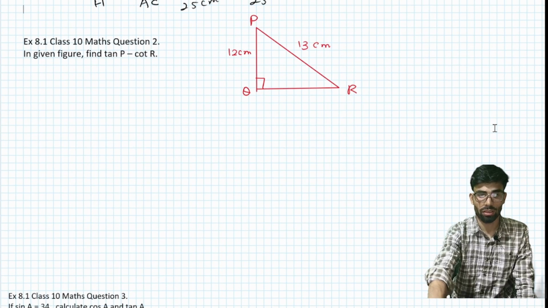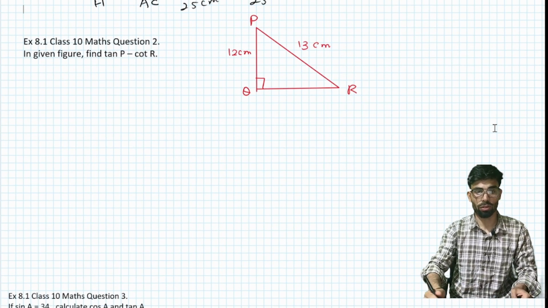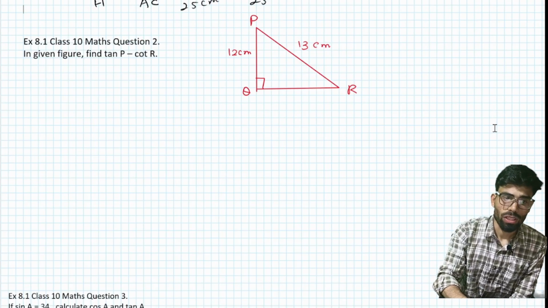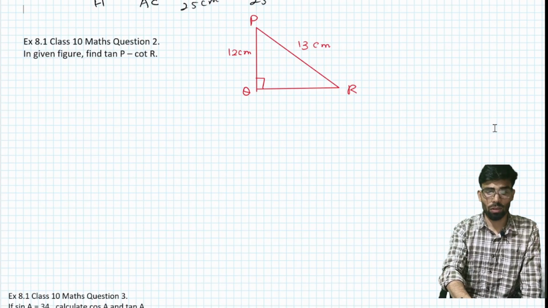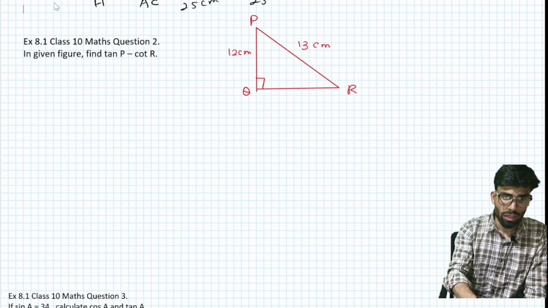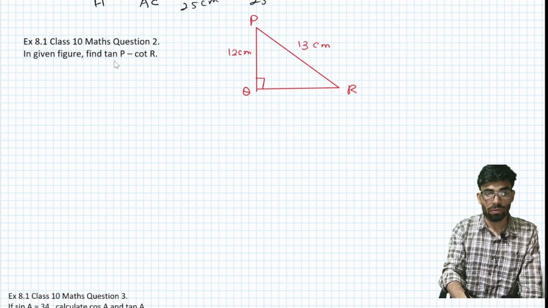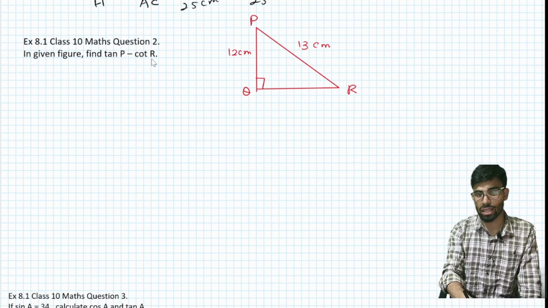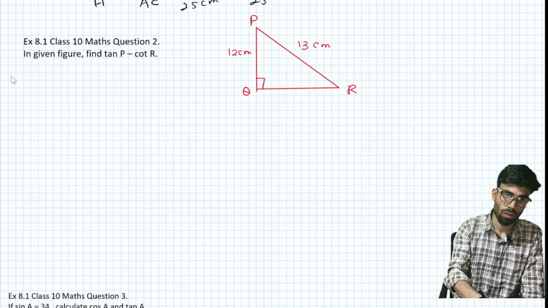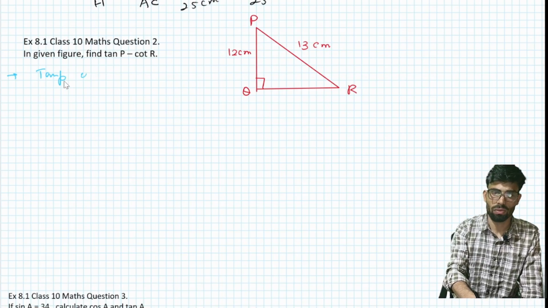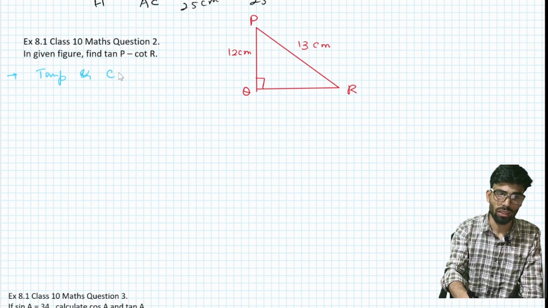I have mentioned here the second question of exercise 8.1. The question is given as: in the given figure that I have mentioned here, find tan P minus cot R. So we have to find tan P and cot R, and we will find them separately. First we will find tan P and then cot R.